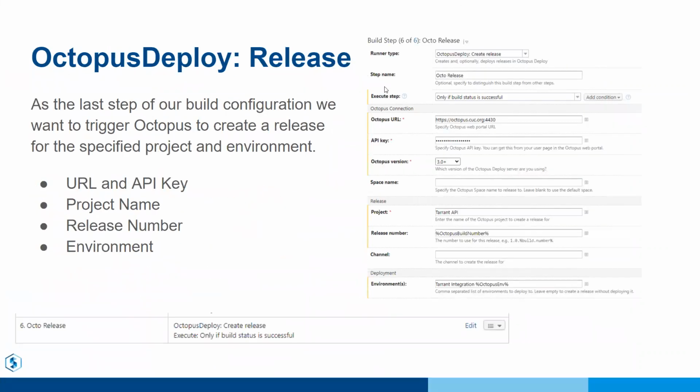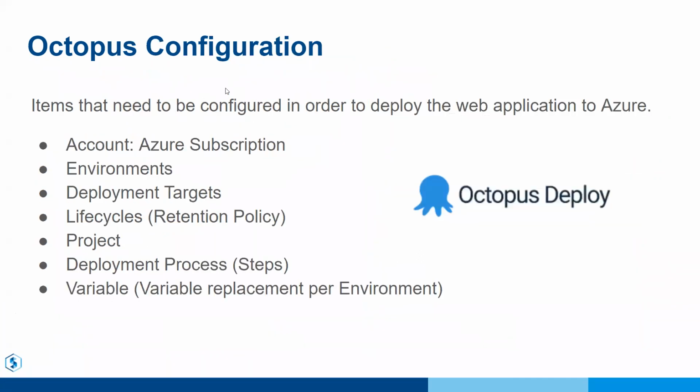So like I said, that last step is gonna use the Octopus API to trigger the release. And now, since we have to configure Octopus for that deployment, I'm gonna go over the different items that are needed to deploy your application to Azure. So you need an Azure subscription account. You'll need to set up the environments, the deployment targets, the Lifecycles retention policy, create the project, and add the different steps, processes to the project, and variable replacement per environment.